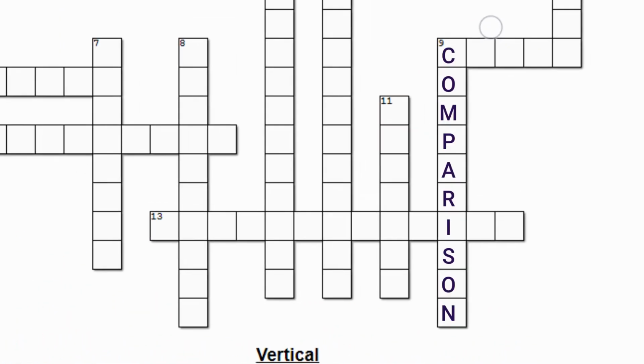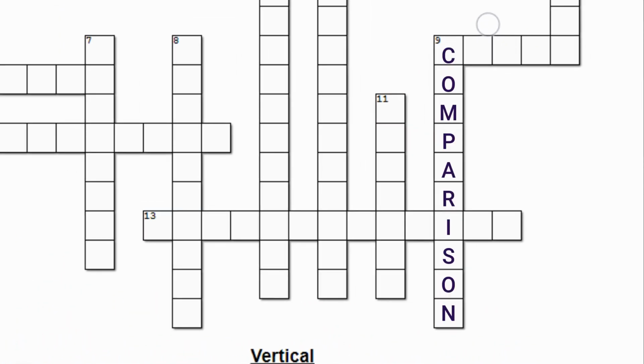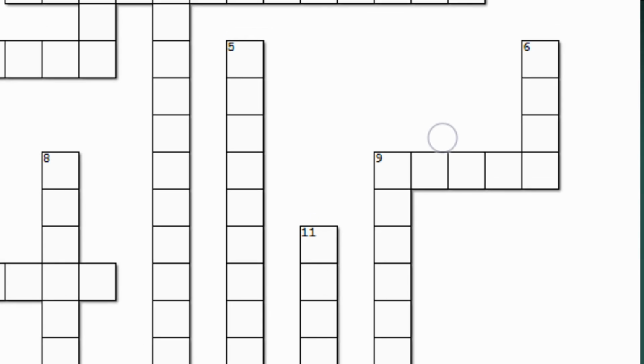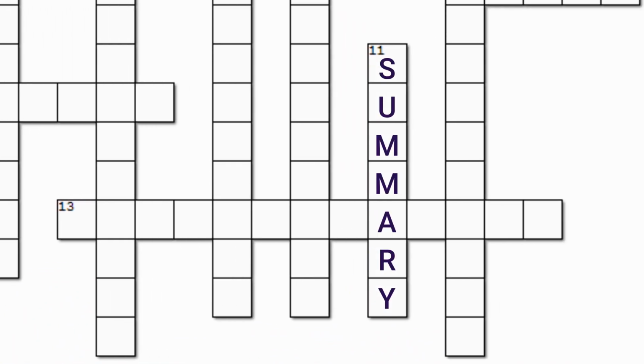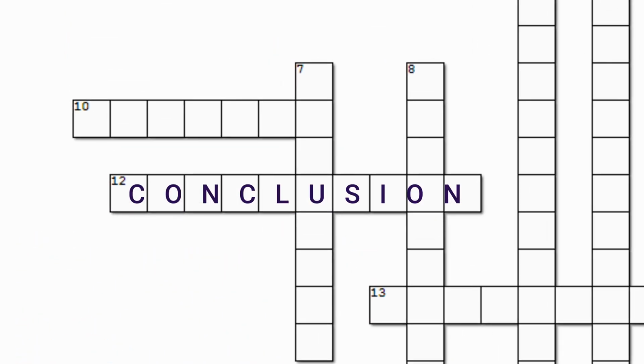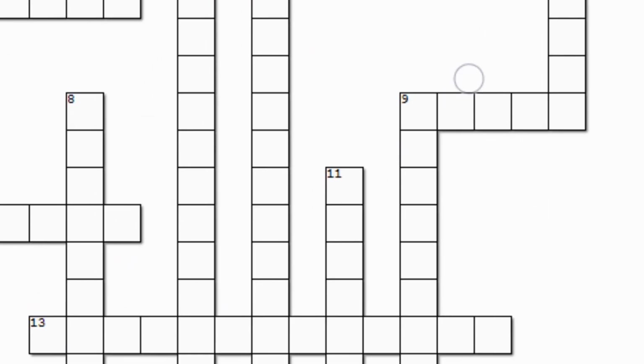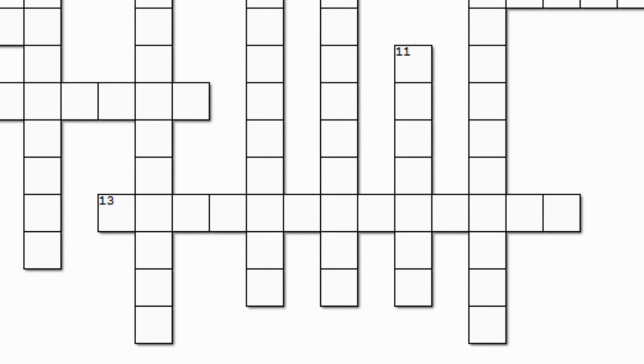Vertical number 9. Comparison. Horizontal number 9. Cause. Horizontal number 10. Example. Vertical number 11. Summary. Horizontal number 12. Conclusion. And horizontal number 13. Clarification.